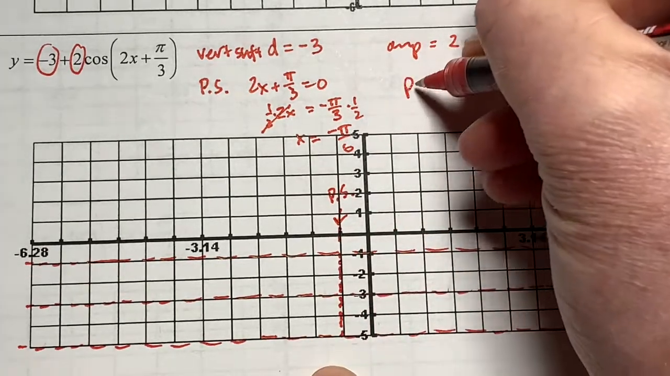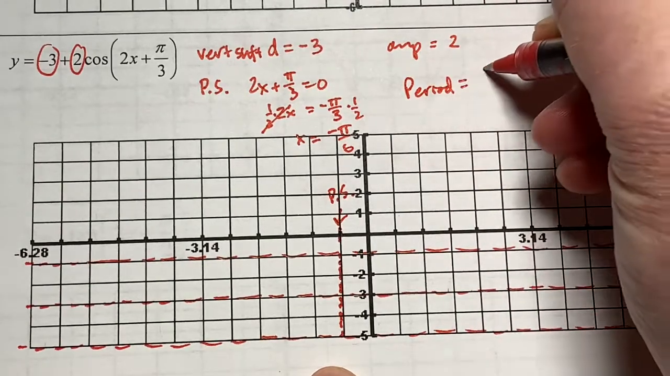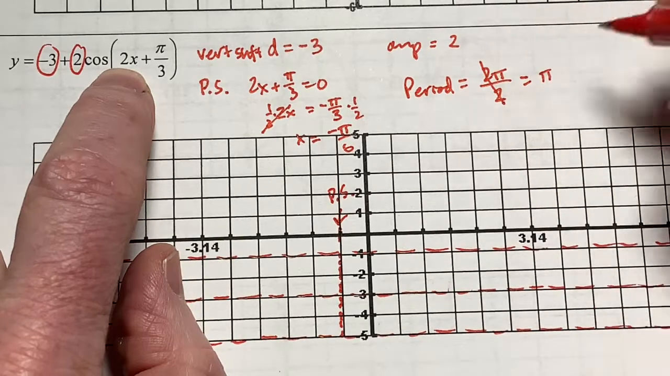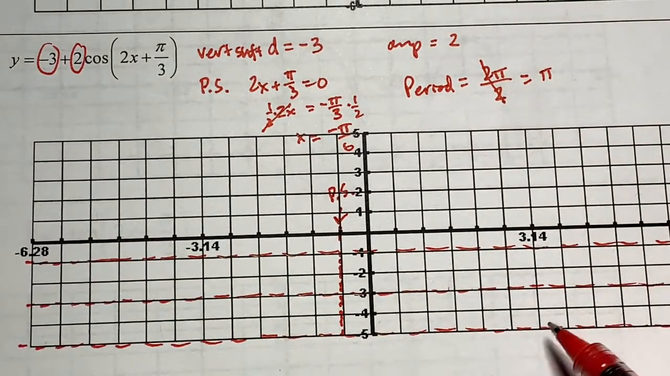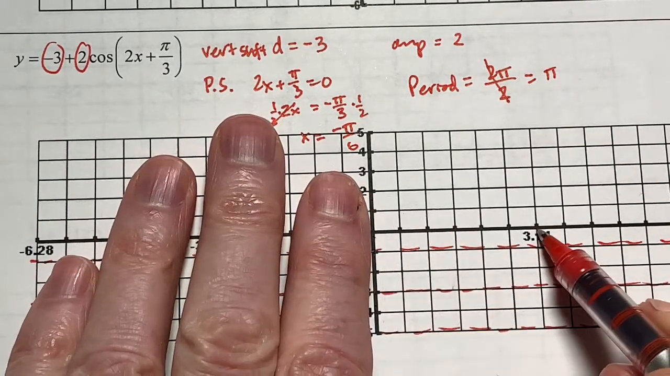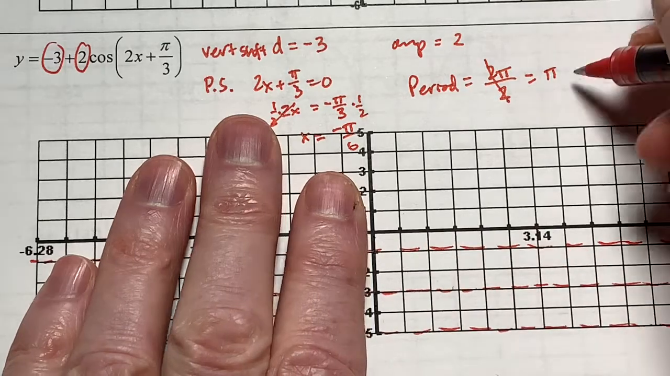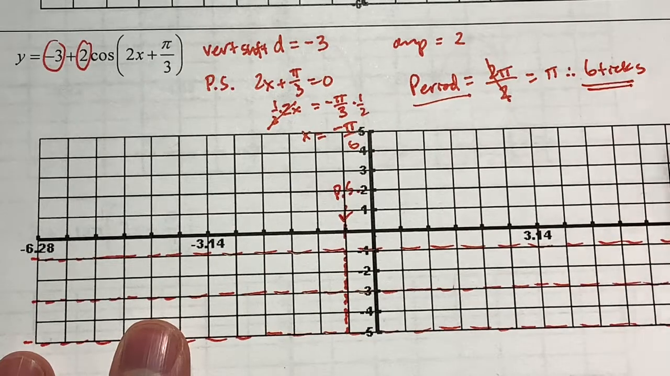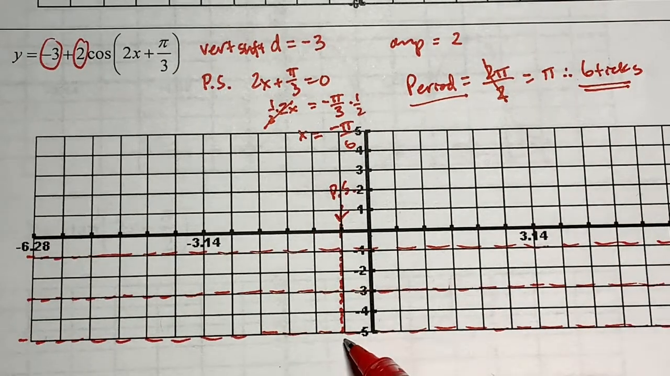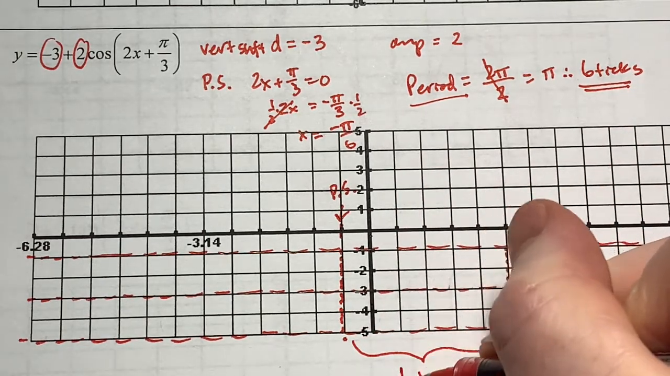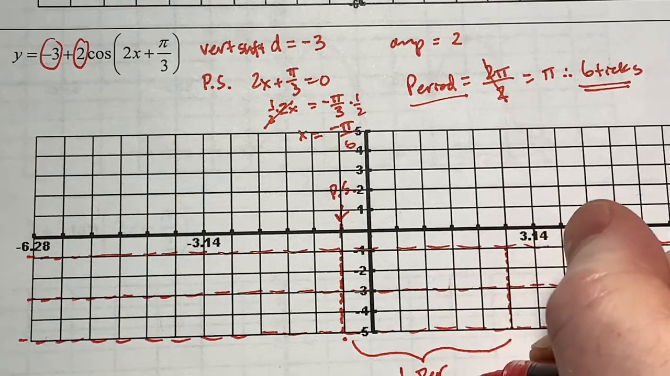And then I need to find the period, which again is a length. It's always 2 pi over the b value for sine and cosine, which gives us pi. But again, don't go to pi. Find out the length of a pi. So from here to there is a pi. That's 1, 2, 3, 4, 5, 6. That's 6 ticks. So my period is 6 tick marks on this graph. So from here, 1, 2, 3, 4, 5, 6 puts me to there. That is 1 period, which is 6 ticks.